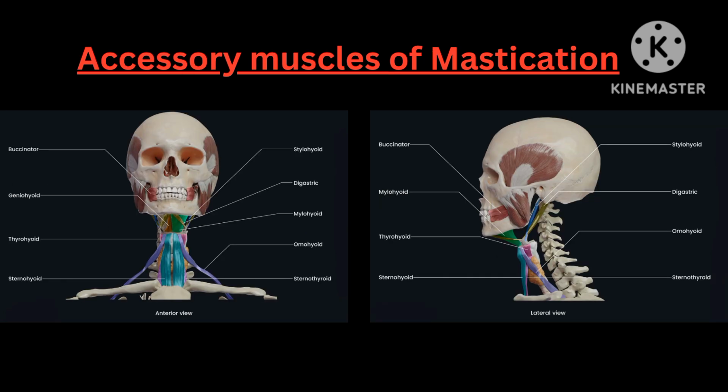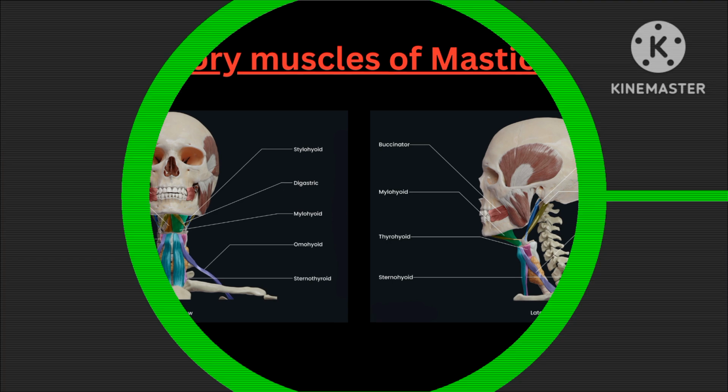The accessory muscles of mastication do not serve as muscles that primarily act during chewing, and they include some facial and neck muscles: Buccinator, digastric, stylohyoid, mylohyoid, geniohyoid, sternohyoid, sternothyroid, thyrohyoid, omohyoid. In this tutorial, I will discuss only primary muscles of mastication.